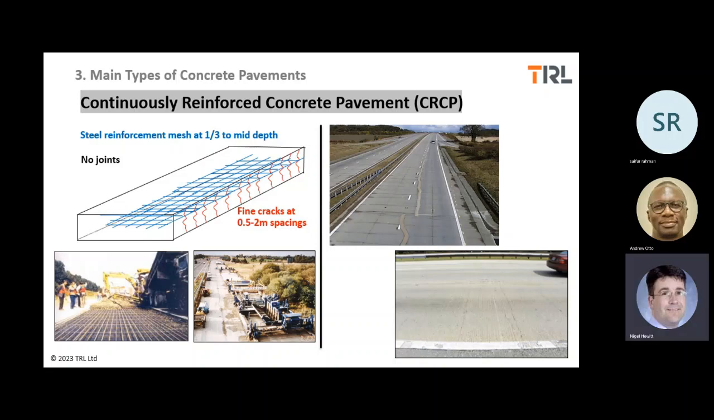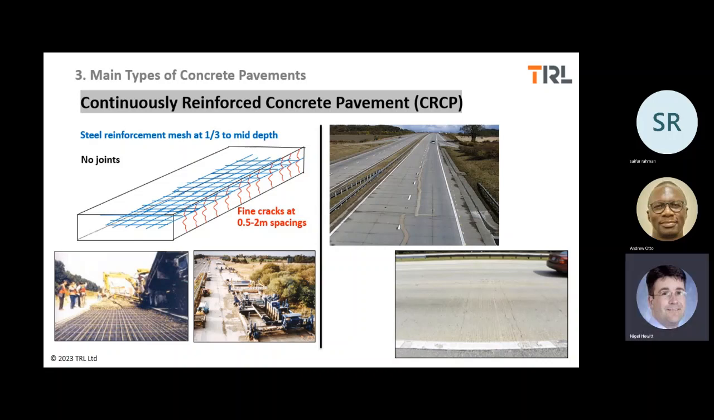Okay, so the next type of road is continuously reinforced concrete pavement. So imagine you were laying a concrete road here. You put reinforcement down first, the whole length. Then you lay your concrete and you have no joints.